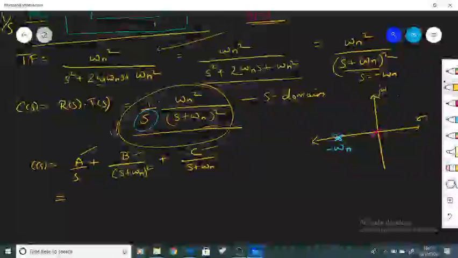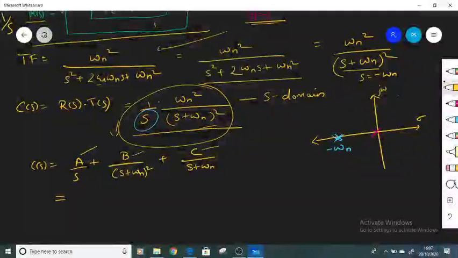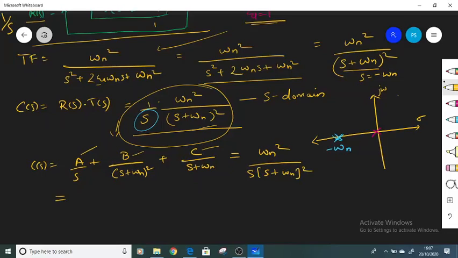To find the value of A, note that this is actually equal to omega n square divided by s into (s plus omega n) the whole square. To find the value of A, substitute s equal to 0 in the main equation, keeping aside this s. So you'll get the value of A as equal to 1. So this A will actually become 1 divided by s.